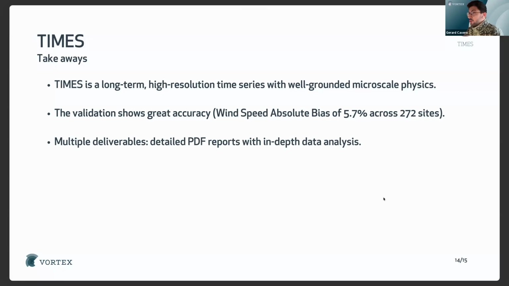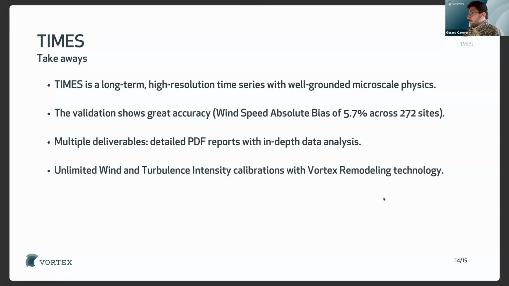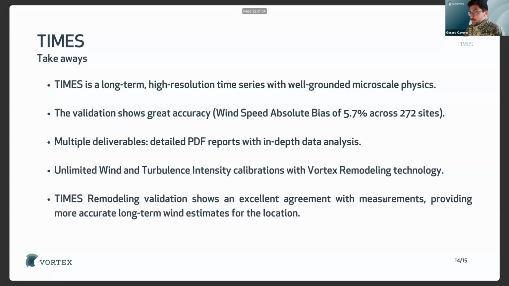So these multiple formats or these informative PDF reports to perform some exploratory data analysis for the wind variables. And regarding the Vortex remodeling, remember that you can request as many calibrations as you need for wind and turbulence intensity. And again, the validation has shown good agreement with measurements, dropping this 5% to this 1.5% of wind speed absolute bias. So that would be it from my side.